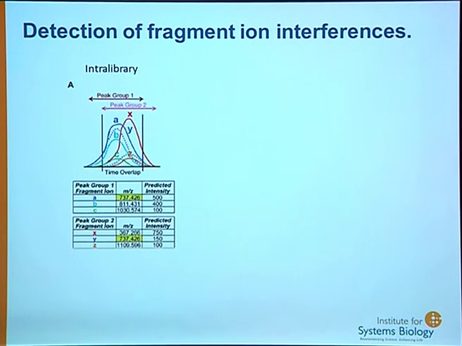So you're not extracting with the exact mass. You always have a slight mass error that you allow. And so as shown here, these are two peptides, two assays of which you know from the library. That's why we call it intra-library. Two peak groups that overlap.